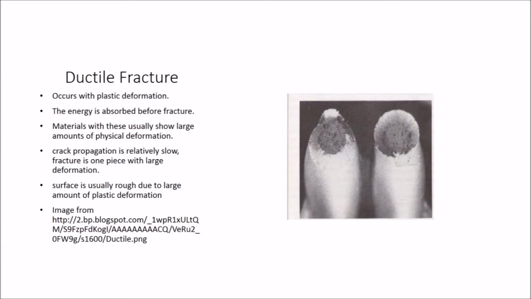Ductile fractures occur with plastic deformation. The energy is usually absorbed before fracture. Materials with these types of fractures usually show large amounts of physical deformation. The crack propagation is relatively slow, and the fracture is one piece with large deformation. The surface is usually rough due to large amounts of plastic deformation.